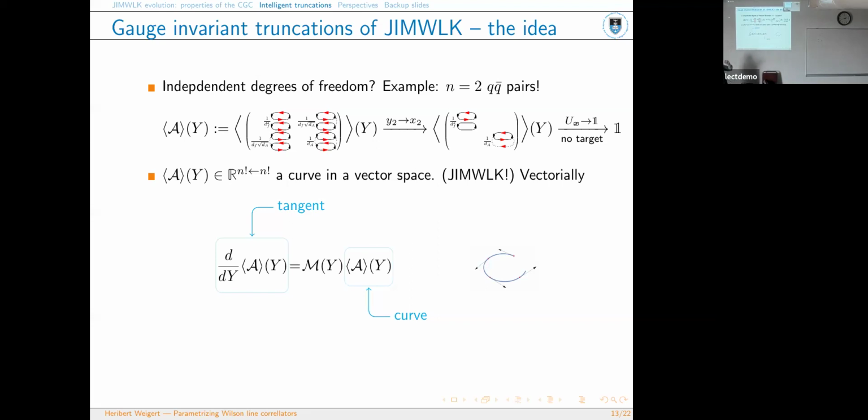Okay. Assume I'm able to solve the JIMWLK equation in general. What I will then get, of course, and I know that these things contribute to my cross-section in some way, is a matrix space. So as a function of energy or y, this traces out a trajectory in this function space, right? It's a matrix space, so it will have tangents. And I can ask for those tangents.